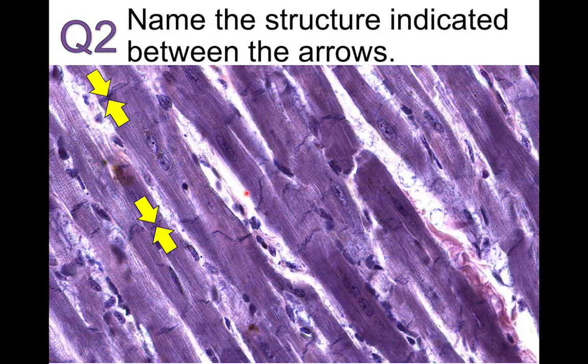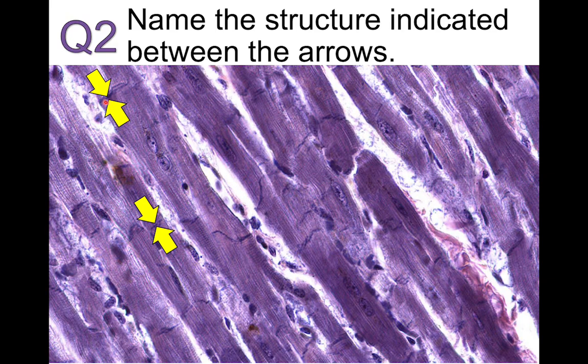Question number 2, name the structure indicated between the arrows. Here also we have a longitudinal section of a muscle and we can see these striations. So this could be either a skeletal muscle or cardiac muscle. And when we see the muscle fibers, they are branching and they contain one centrally located nucleus. So this is a cardiac muscle.